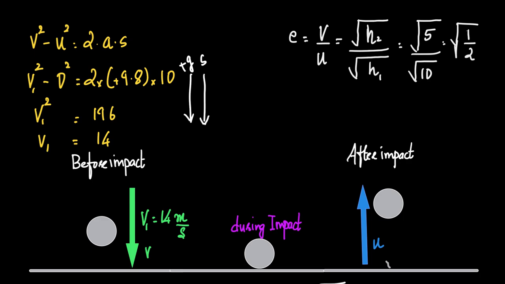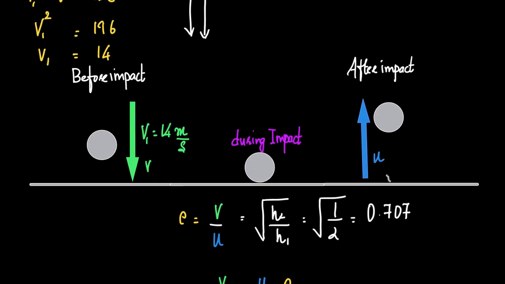Since it is dropped from rest, u is 0. So v1 square is 2 times 9.8 times 10 meters. v1 square is 196. Therefore, v1 is root of 196, which is 14 meter per second. So the velocity of the object before impact, v1, is 14 meter per second.